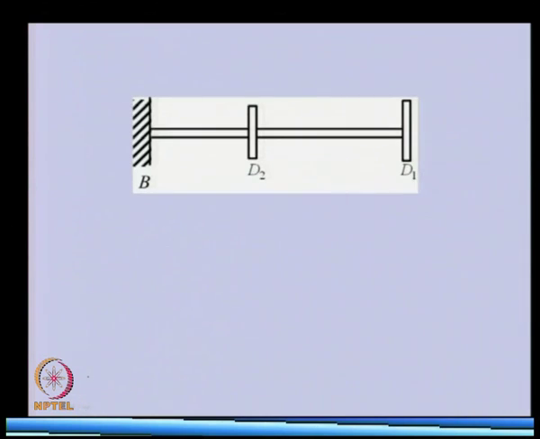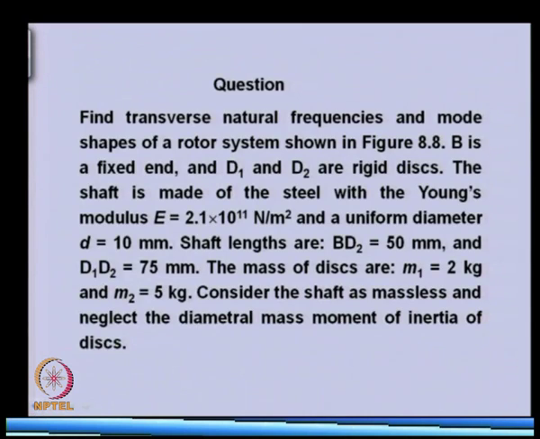So, we have a rotor system like this in which we have two discs. We are not considering the mass of the shaft, and we are considering that the disc is mainly having up and down linear motion. Tilting motion we are ignoring. Various properties of the shaft and disc locations are given here, like the diameter of the shaft and the disc geometries. The mass of the first disc is 2 kg and the second is 5 kg, and the diametral mass moment of inertia of the disc we are ignoring.